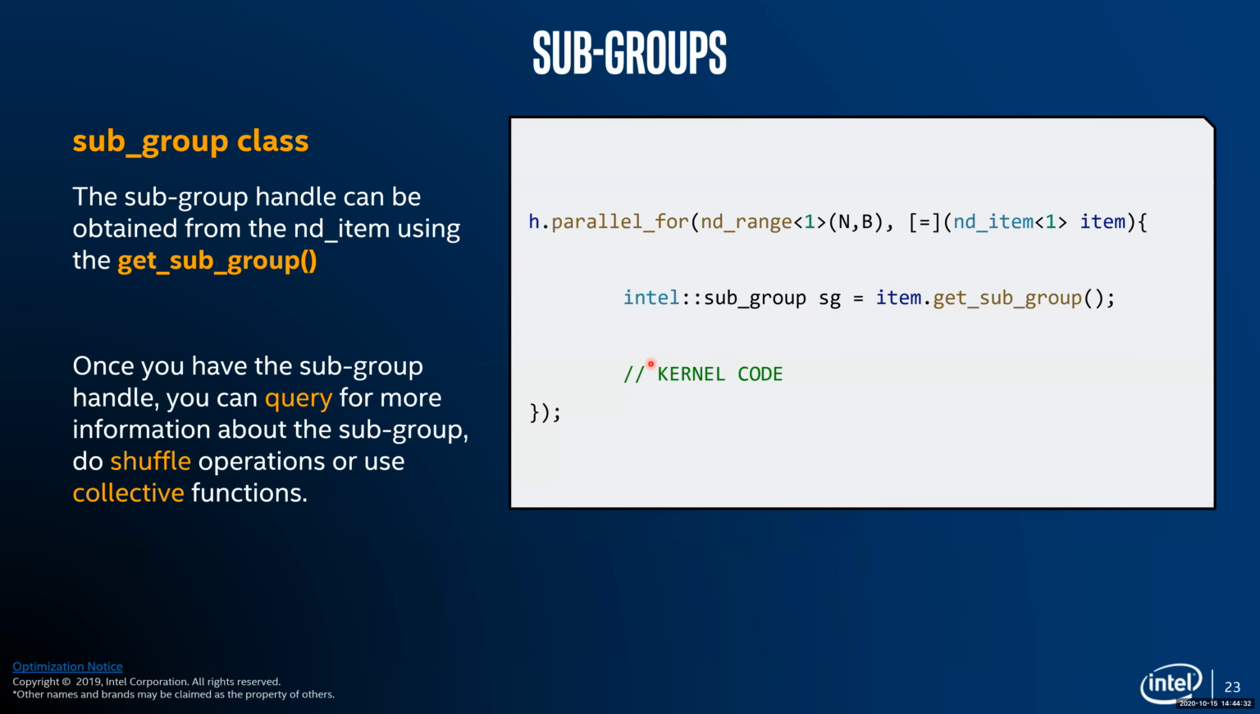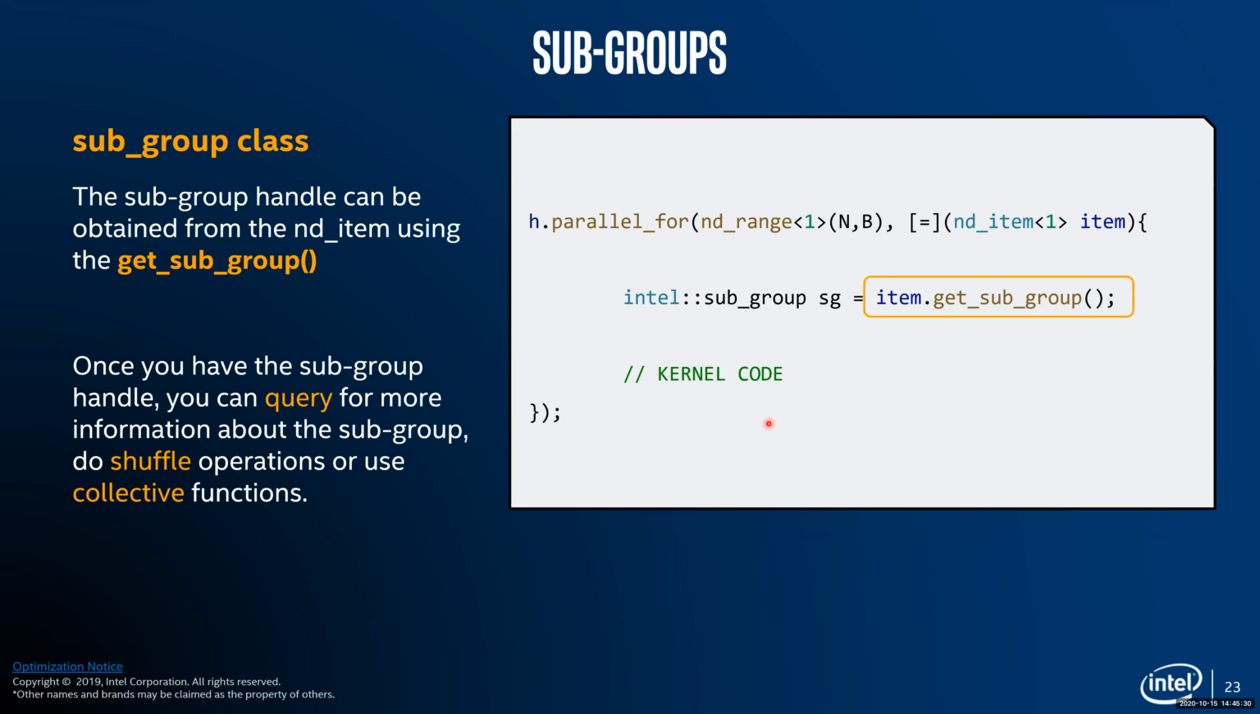Now let's look at how a subgroup handler can be defined. Here you can see that we use the regular ND range way of defining a kernel. We have the full global size of n, and b is the workgroup size, the block size. If we want to get the subgroup, we use the Intel subgroup sg, and item.get_subgroup will get the handler from the ND item. Once you have the subgroup, you can query for more options, and you can also make use of the shuffle operations and collective functions that we mentioned. Let's look at some simple examples of how subgroups can be used.